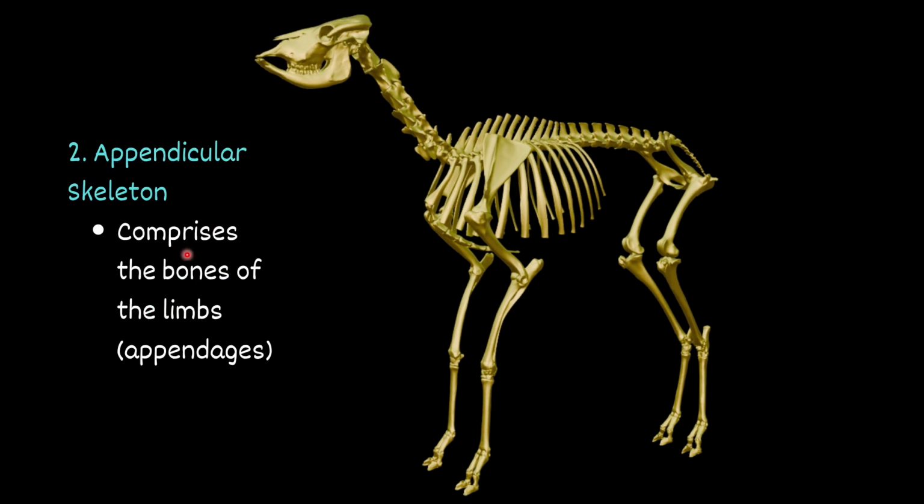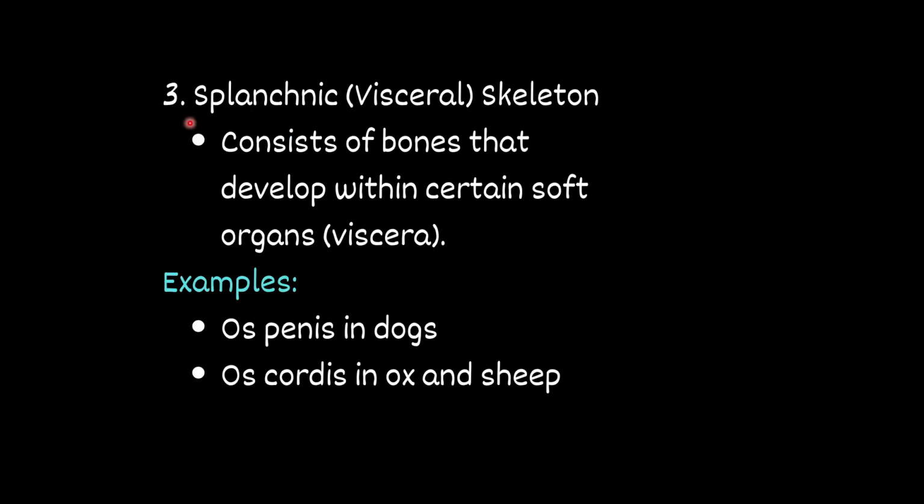Appendicular skeleton comprises the bones of the limbs, appendages. So the bones of the forelimbs, bones of the hind limbs. Then splanchnic or visceral skeleton consists of bones that develop within certain soft organs, viscera. Example, os penis in the dog, found in the penis of the dog. Os cordis means the bone found in the heart of the ruminants, ox and sheep.